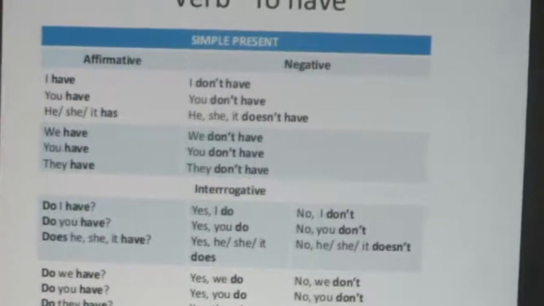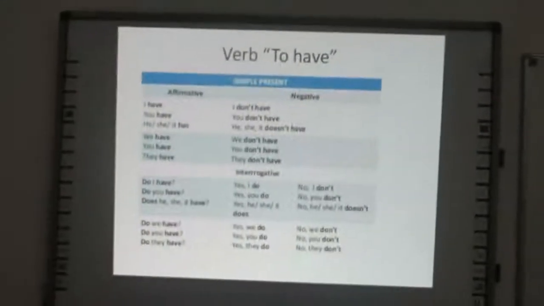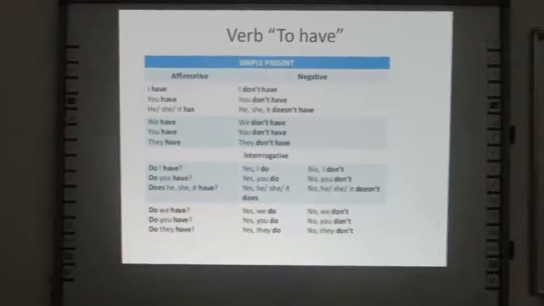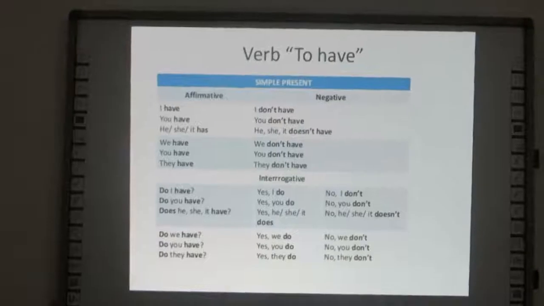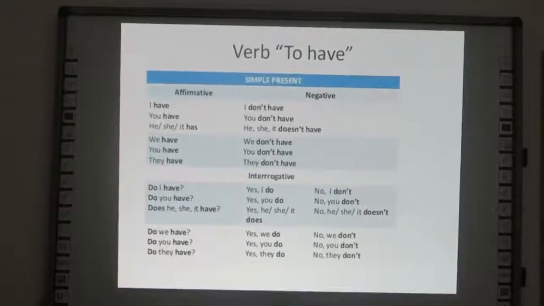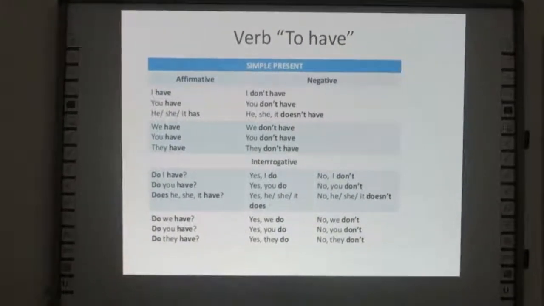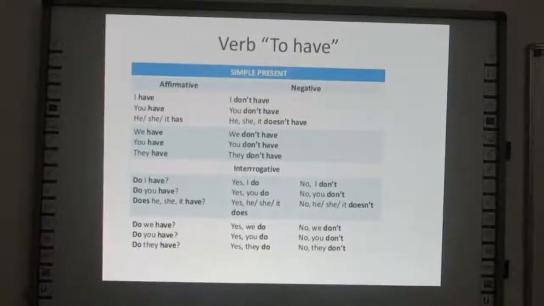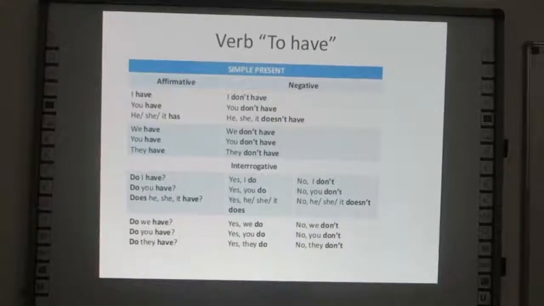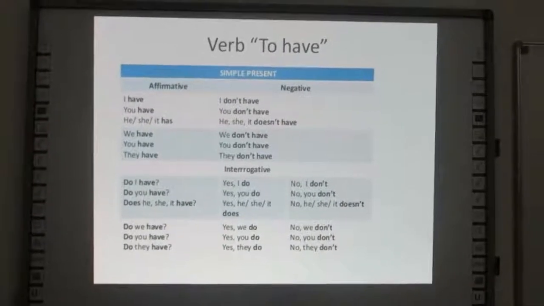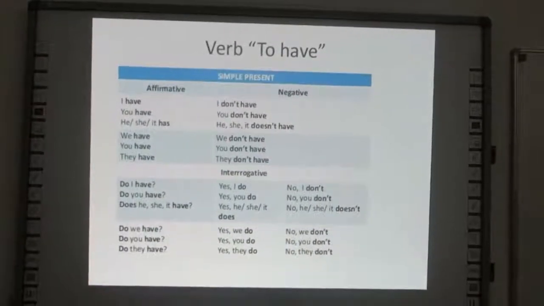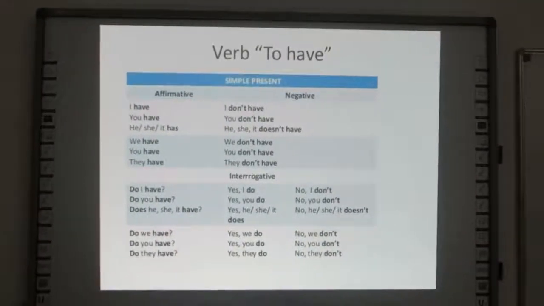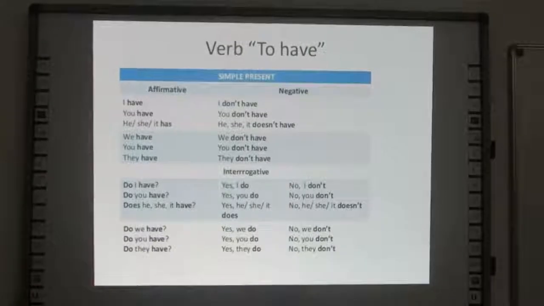The same with the verb to have. I have, you have, he, she, it has. We have, you have, they have. To make a negative form, we add the particle don't. I don't have, you don't have, he, she, it doesn't have. We don't have, you don't have, they don't have. And to make interrogative form, do I have, do you have, does he, she, it have.